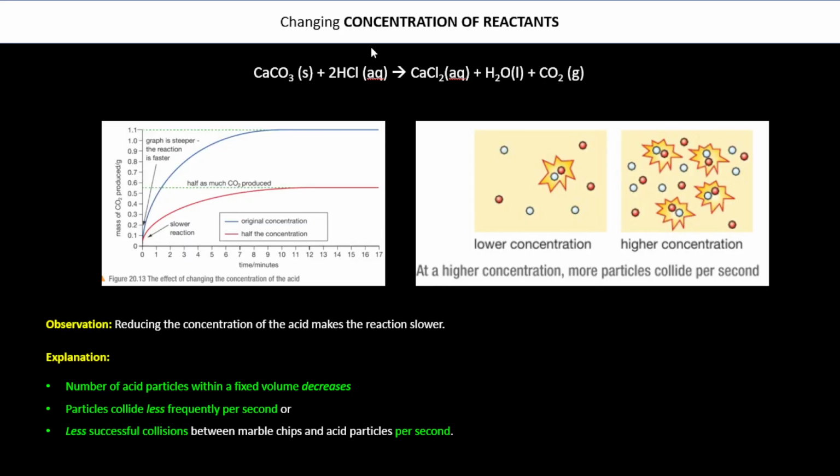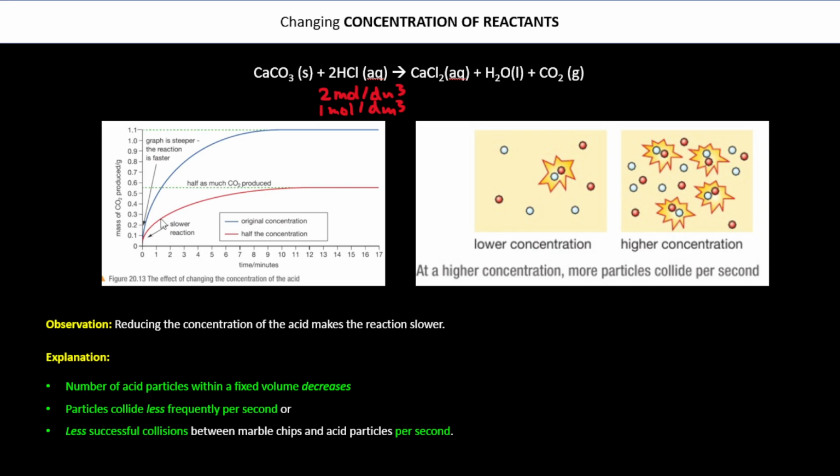The next one we should learn about is changing the concentration of reactants. What we notice here is that when we reduce the concentration of the acid, it will make the reaction much slower. For example, the blue line here, we're using about 2 moles per dm cube of hydrochloric acid. But in the red line here, we're using around 1 mole per dm cube, meaning that when we reduce our concentration, the reaction will be much slower.